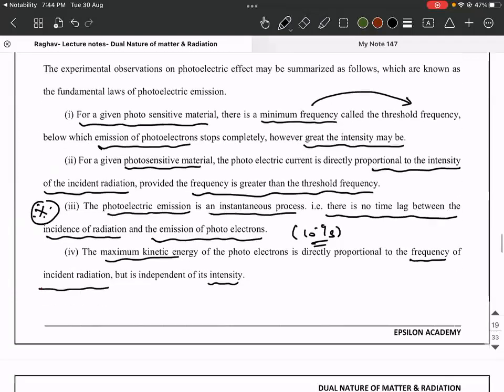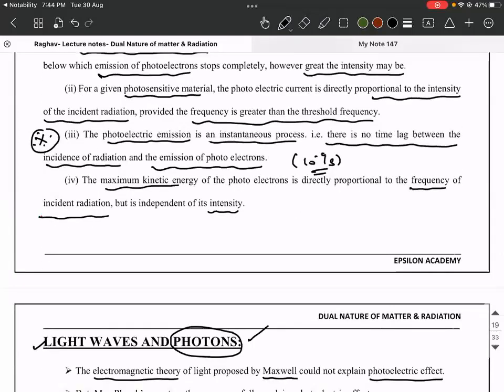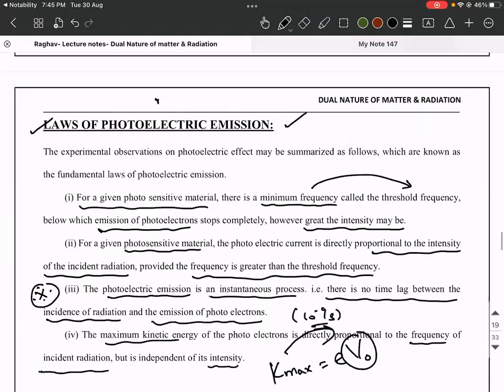And the last point is, the maximum kinetic energy of the photoelectron is directly proportional to the frequency of the incident radiation, but it is independent of intensity. Because what did we say maximum kinetic energy is? e into V naught. So kinetic energy is dependent on stopping potential. Stopping potential does not depend on the intensity. These are all the important observations which were seen in the experimental aspect, and they framed it as laws. That is why the heading is called laws of photoelectric emission.